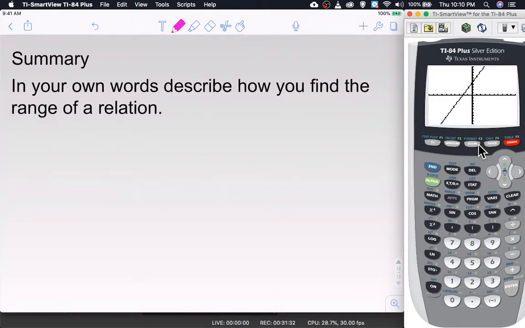Summary. So in your own words, describe how you find the range of a relation. And feel free to talk about from a graph, from a table, from a set of points, from an equation. How do you go about identifying the range of a function? Pause the video and answer your question, and then when you're ready to continue, hit play, and we'll go through it together.